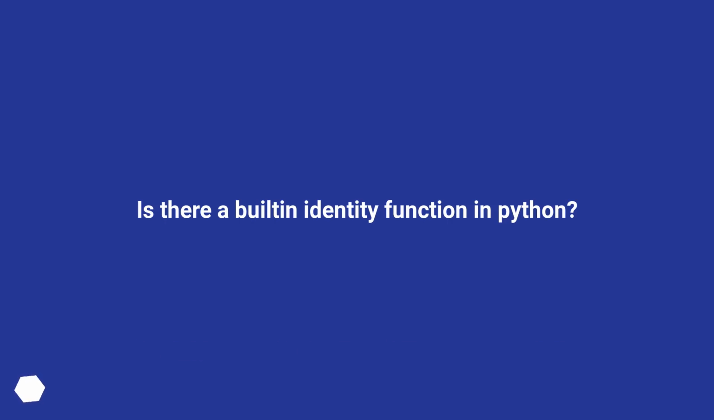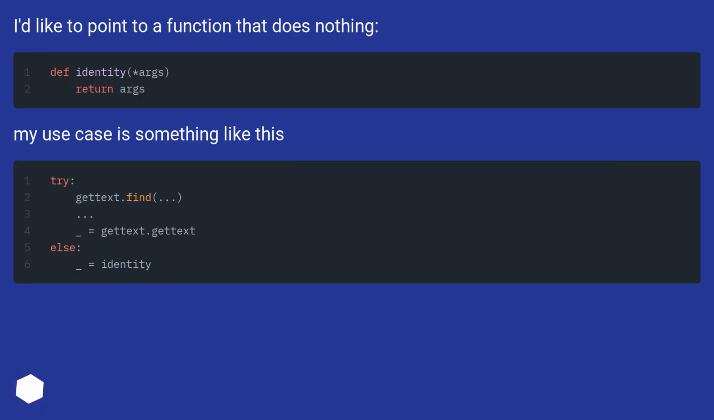Is there a built-in identity function in Python? I'd like to point to a function that does nothing. My use case is something like this.